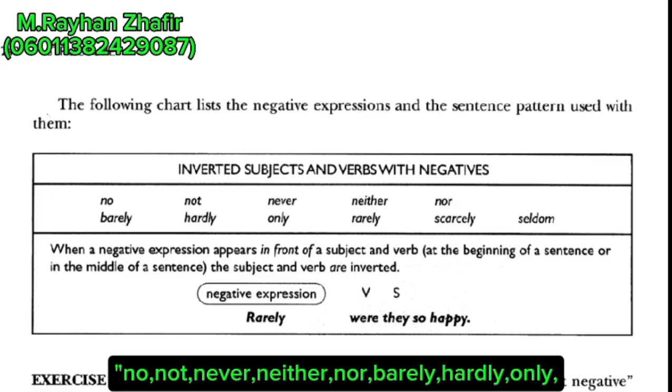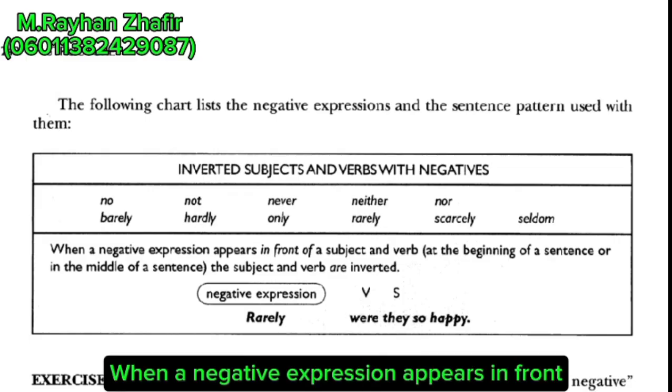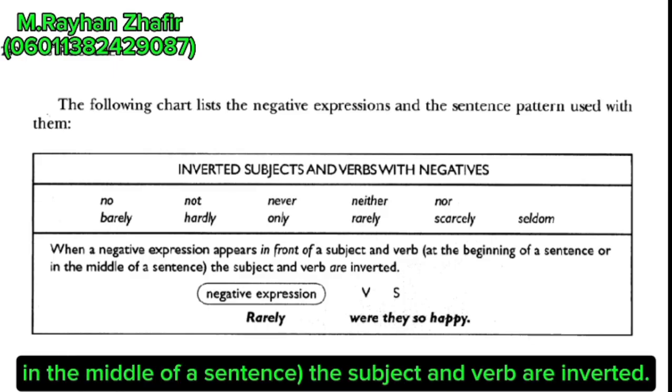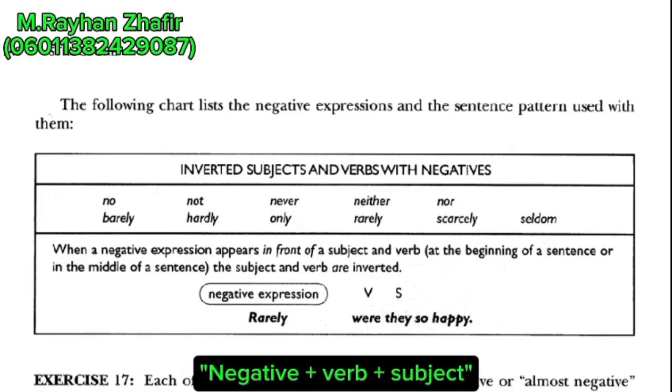No, not, never, neither, nor, barely, hardly, only, rarely, scarcely, seldom. And the formula: when a negative expression appears in front of a subject and verb at the beginning of a sentence or in the middle of a sentence, the subject and verb are inverted. The formula: negative expression plus verb plus subject. The example is, rarely were they so happy.